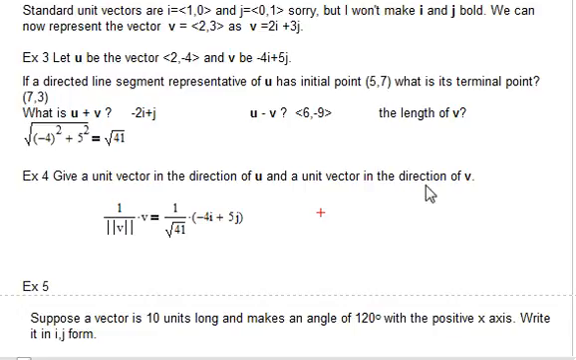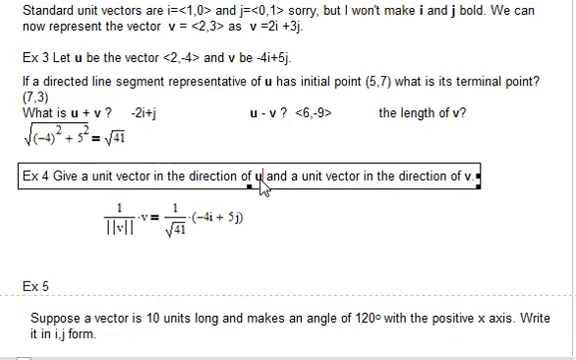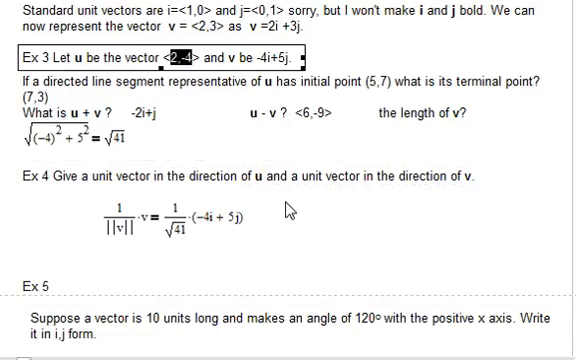So if you wanted to write it as negative 4 over the square root of 41 i plus 5 over the square root of 41 j, or we could really have fun: negative 4 square roots of 41 over 41 i plus 5 square roots of 41 over 41 j. That would also work. But we didn't give a unit vector in the direction of u, and in order to do that, we need to find the length of u first. Why don't you pause here and see if you can figure that out.